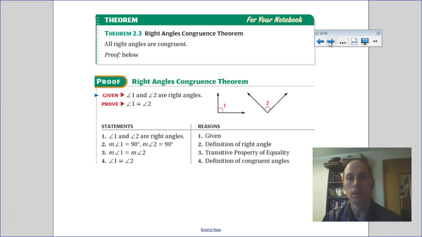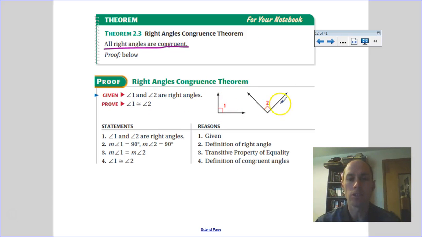Okay, so let's get into the right angles congruence theorem. Here's the theorem: all right angles are congruent. Well, you probably take that for granted because you know right angles are 90 degrees. So you think, well, they have to be congruent. Well, here's the proof for it.